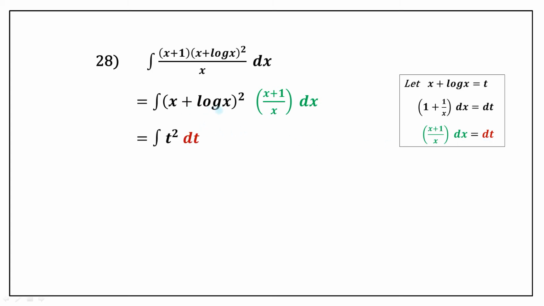Now the substitution goes like this. So the whole x plus log x I've taken as t. So t square into (x plus 1) by x into dx, it will become dt. Now t square is a very simple standard form, t to power of n. So it will be t to power of 2 plus 1 by 2 plus 1 plus c. So t cube by 3 plus c. And what is t? It is x plus log x, the whole cube by 3 plus c. Now let's see what is the next problem.